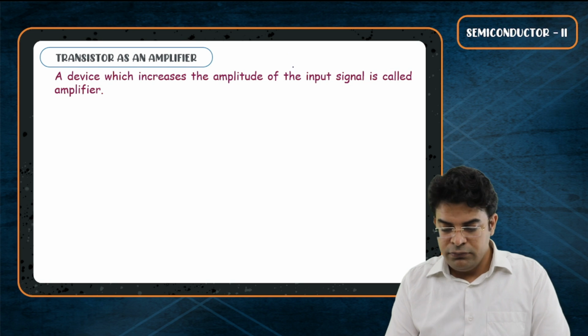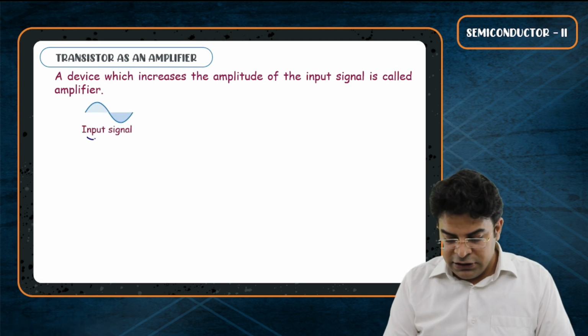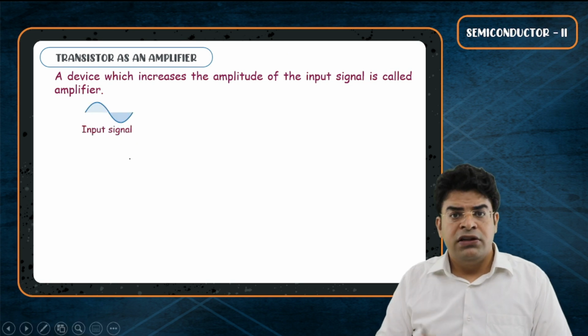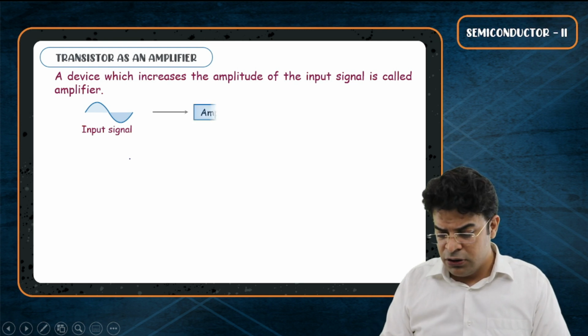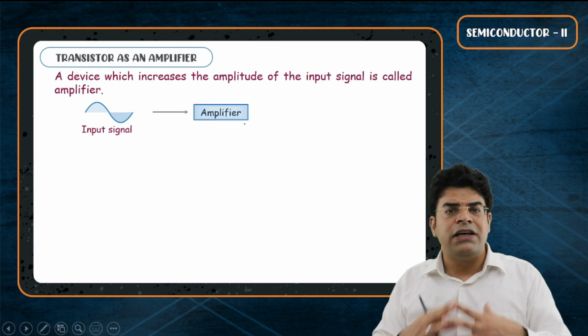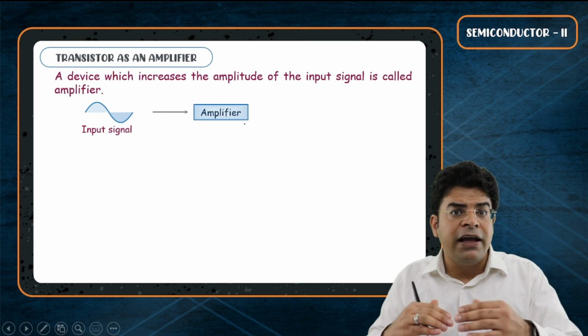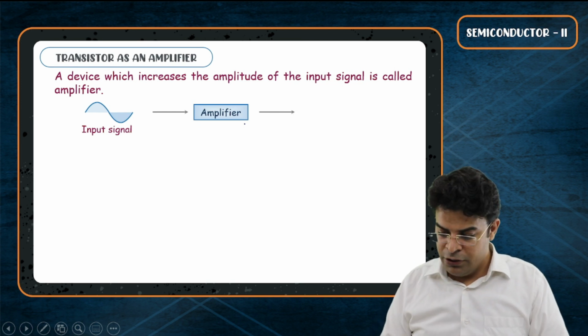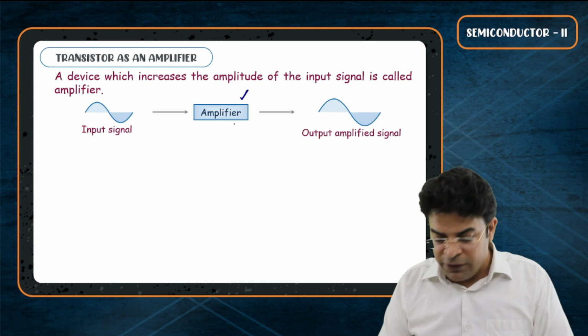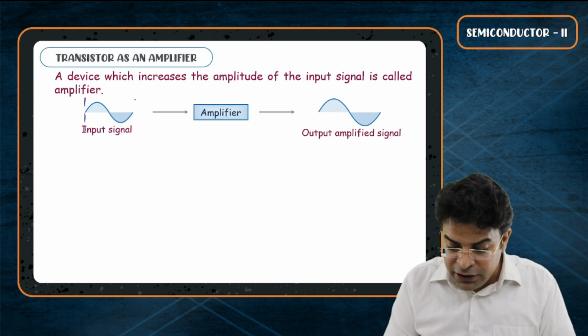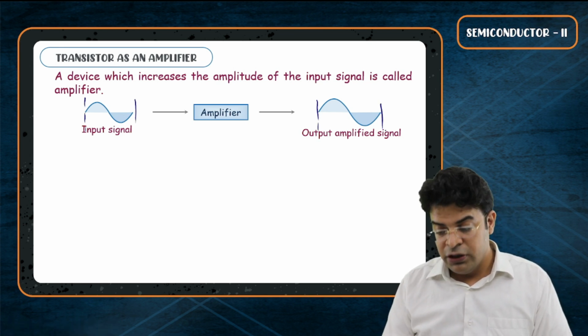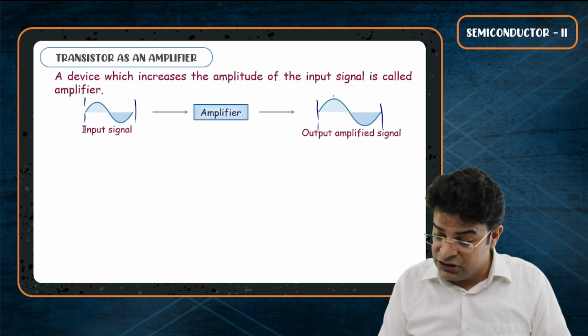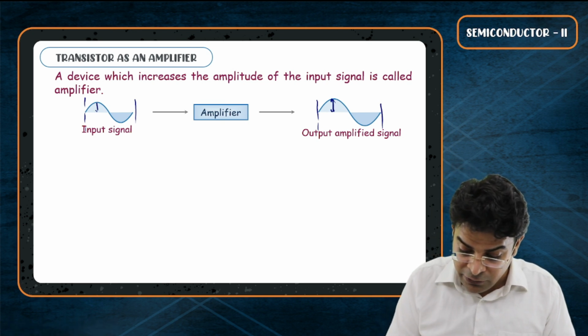Now, think that this is your input signal. The input signal is passed through an amplifier. And what does the amplifier do? The amplifier increases the amplitude. So after coming out of the amplifier, the time period of the wave remains the same. The frequency remains the same. It's just that the amplitude has increased.